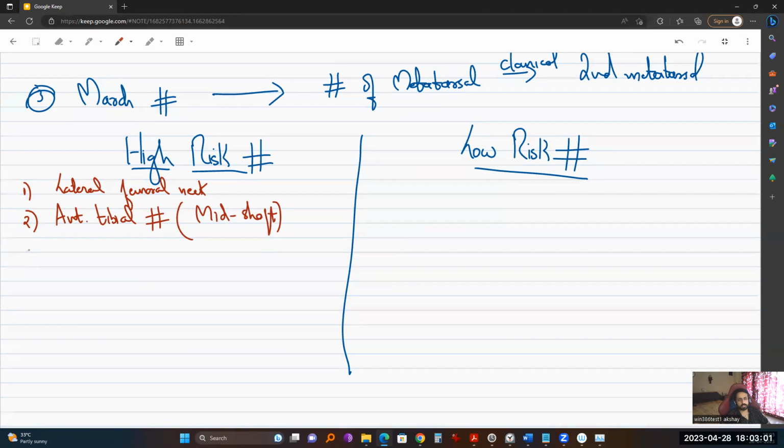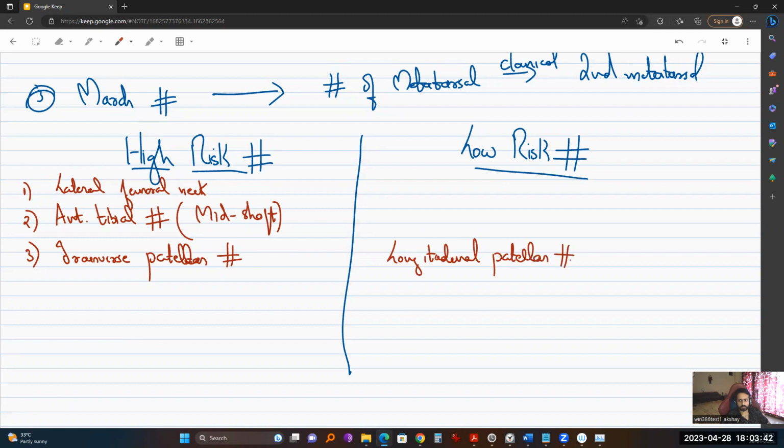All these fractures are in the lower limb. The next one is the patella. The patella can undergo both transverse as well as longitudinal fracture, and it's the transverse fracture that is high risk. Transverse patellar fracture is a high risk fracture, whereas the longitudinal patellar fracture is low risk. It heals.